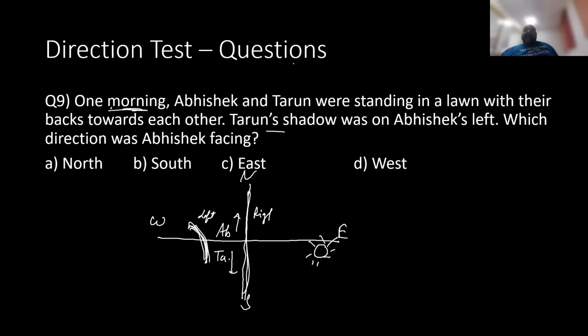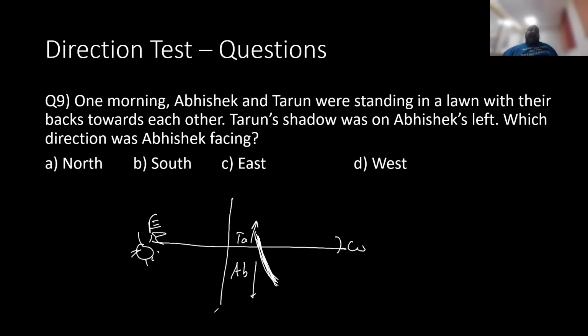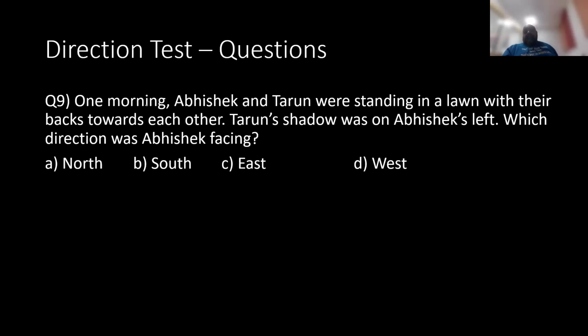Now, suppose I end up drawing this in the opposite direction. I say Abhishek facing here, Tarun facing here. Tarun's shadow is on Abhishek's left. As you can see, Abhishek's left would be on this side now. So Tarun's shadow falls like this on Abhishek's left, which means the sun is on the opposite side. In the morning, the sun is in the east, which means this is west. And facing north on the right should be, so this would be north, this would be south. As you can see, Abhishek faces north. So the answer to this question would be north.